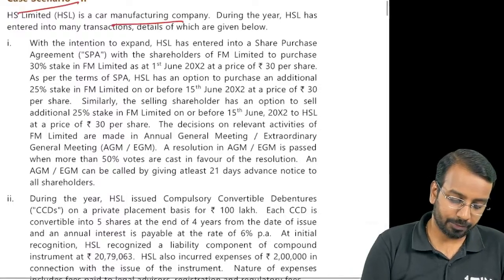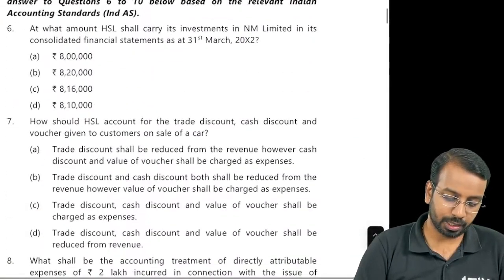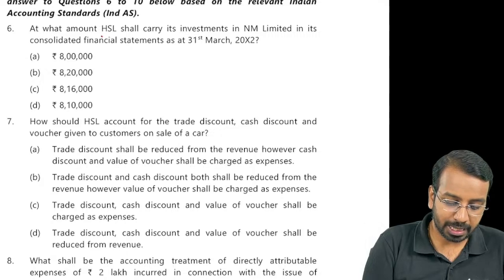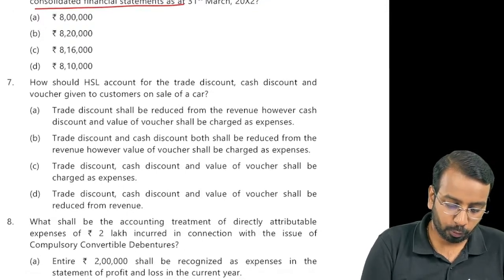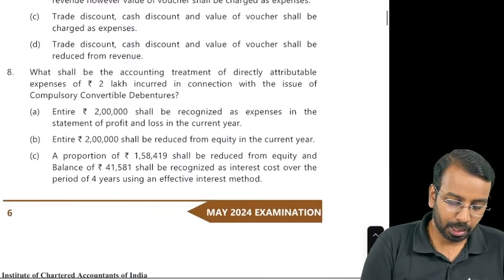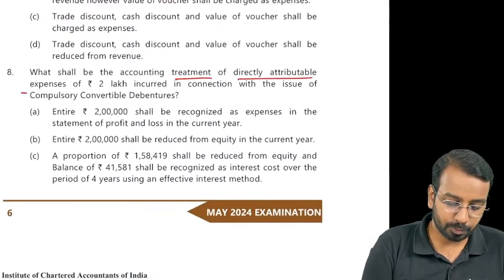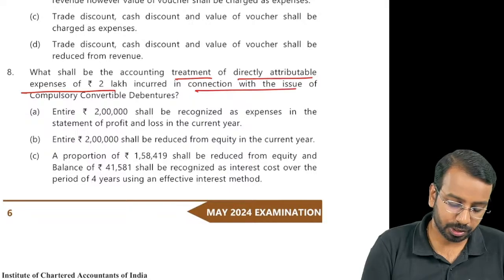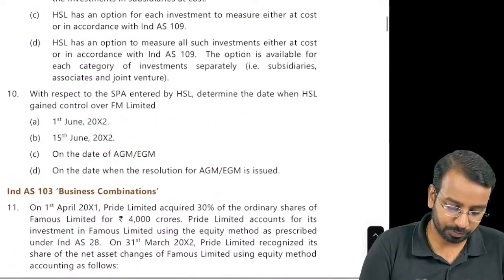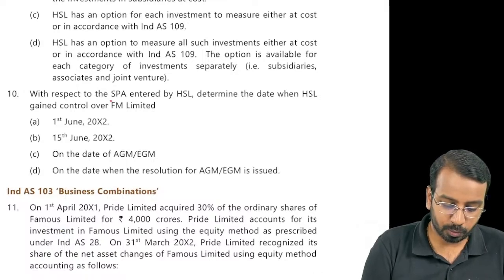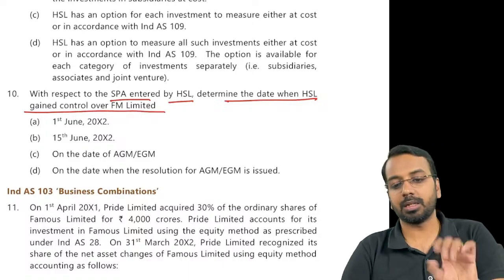second case scenario, car manufacturing company. Again, first quickly glance at the requirement. First, at what amount shall HSL carry its investment in NM Limited in consolidated financial statement? That is one. How should HSL account for trade discount, cash discount and voucher? What shall be the accounting treatment of directly attributable expenses incurred in connection with the issue of compulsory convertible debentures? Then this slightly elaborate question, will come to it later. With respect to SPA entered by HSL, determine the date when HSL gained control over FM. So these are the 5 questions.